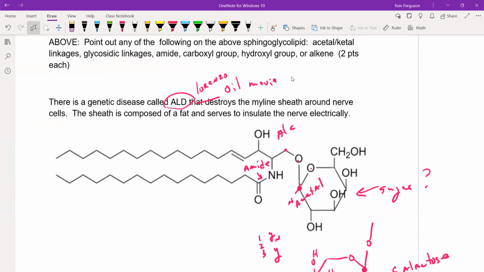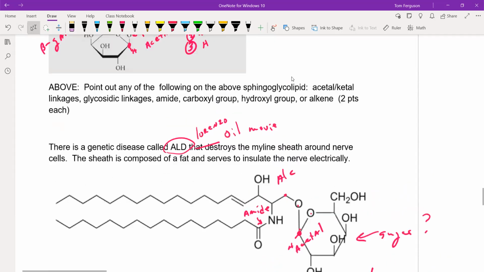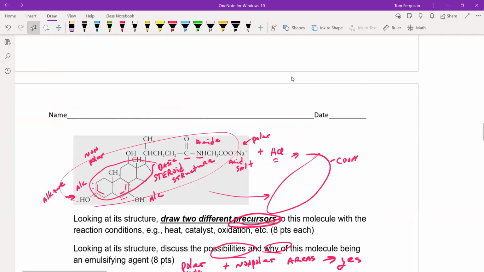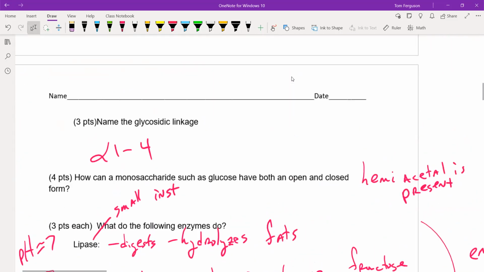So that is that test. Now this test had a lot of biochemistry in it.